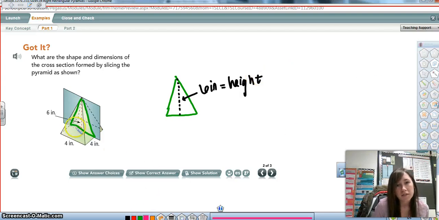And the base of this green triangle is the same in length as this measurement, 4 inches for the base of our triangle. This part.